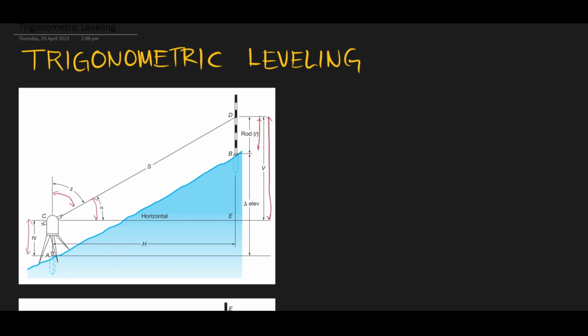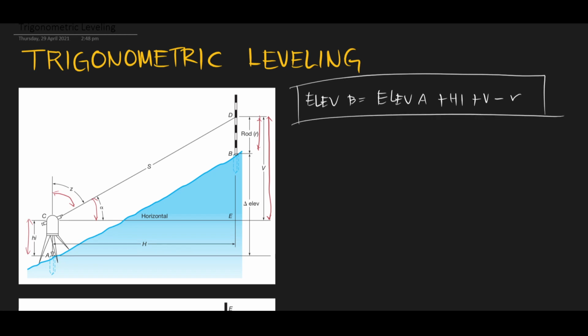Okay, so if we want to calculate the elevation of B, the elevation of B is equal to the elevation of A, plus the height of instrument, plus V, right? And then minus R, the rod reading. Okay, so this is the formula for getting the elevation of B. So how about V right here? How do we get V?